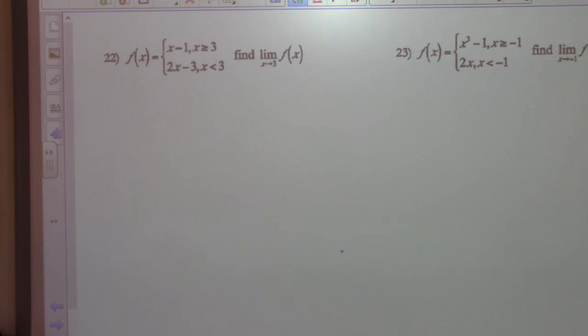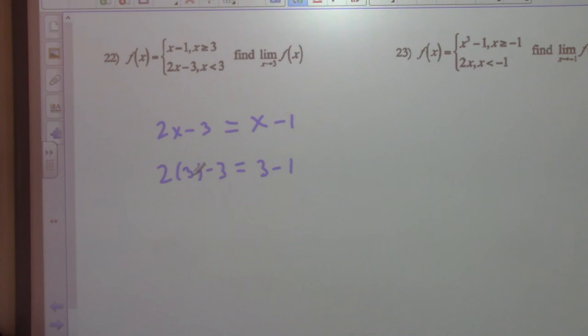Okay, on number 22, which one is the right side limit? The top one, right? So here's the right side limit, so I'm going to make an equal sign. And so I'm going to put x minus 1, and on the left side, that's our left side limit, so I'm going to put 2x minus 3. So what goes here in the place of x? 3. So we got 2 times 3 minus 3, and that's going to be equal to 3 minus 1.